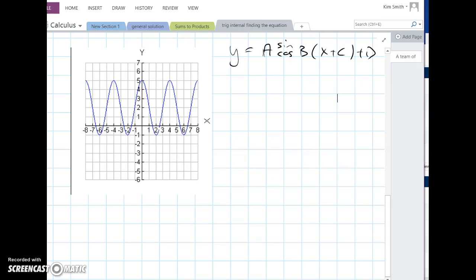We're going to be looking at finding my equation given my graph. I am going to be using y equals a sine or cos, it doesn't matter which, bx plus c, plus d, which gives me the equation.